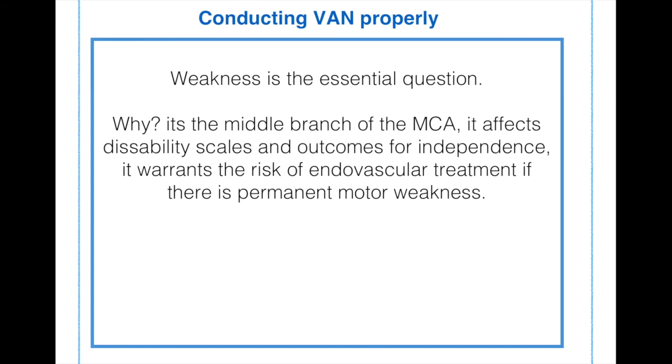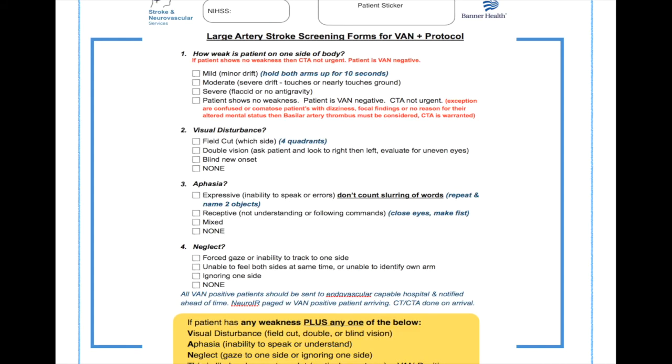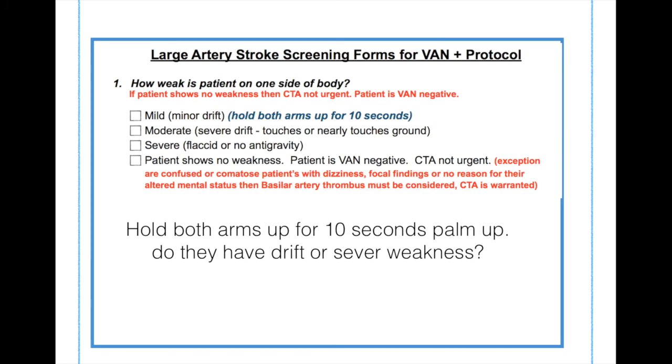Conducting VAN properly. Weakness is the essential question. Why? It's the middle branch of the MCA. It affects disability scales and outcomes for independence. It warrants the risk of endovascular treatment because there is permanent motor weakness. So that's the first thing we do. We have you put up both arms and hold them up for 10 seconds with palms up. You can refer to our video on how to do this, right? We have you mark how severe it is, but you don't score it. If you have any weakness at all, then you go on to do the vision, aphasia, and neglect. If the patient shows no weakness, the patient is VAN negative. We put this for our ED physicians and because people around the country and the world miss basilar arteries.